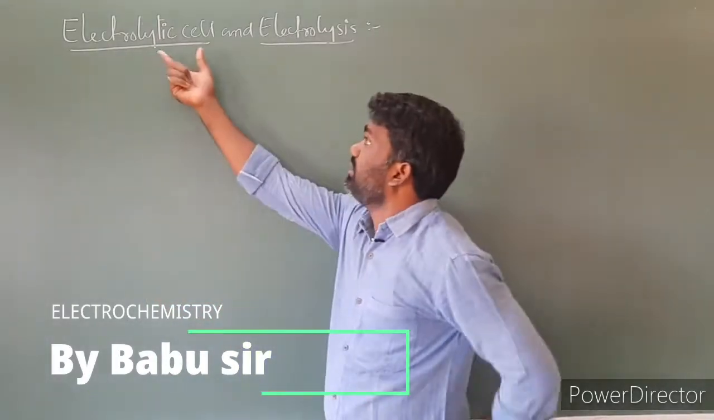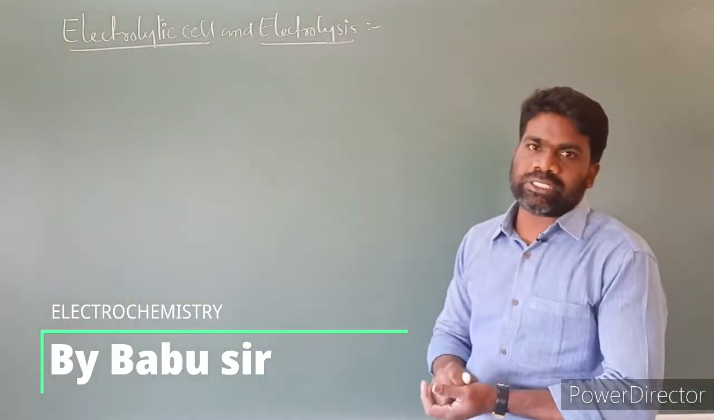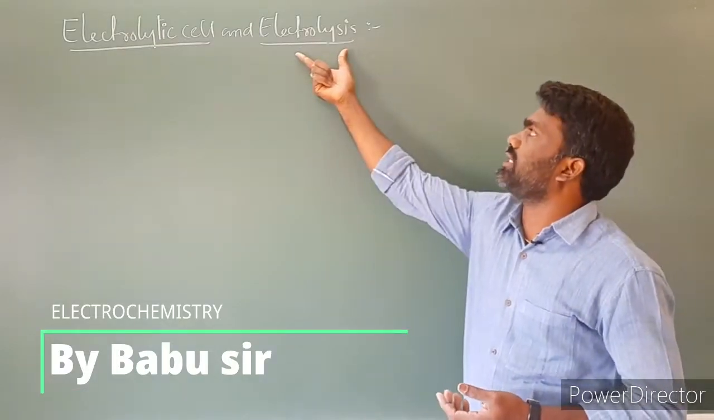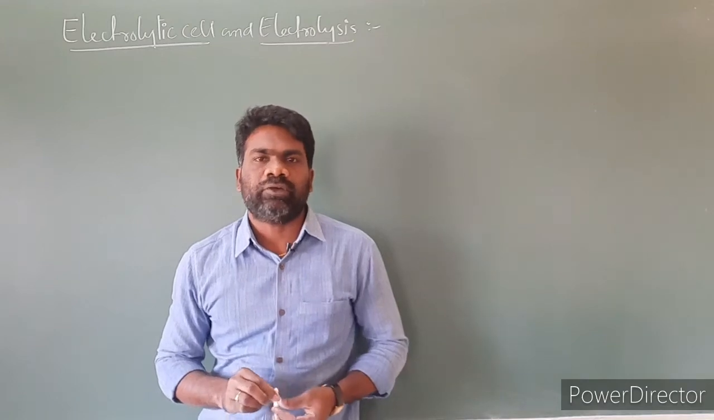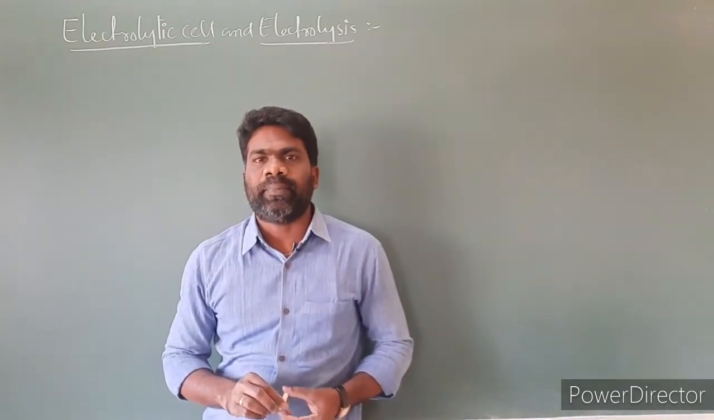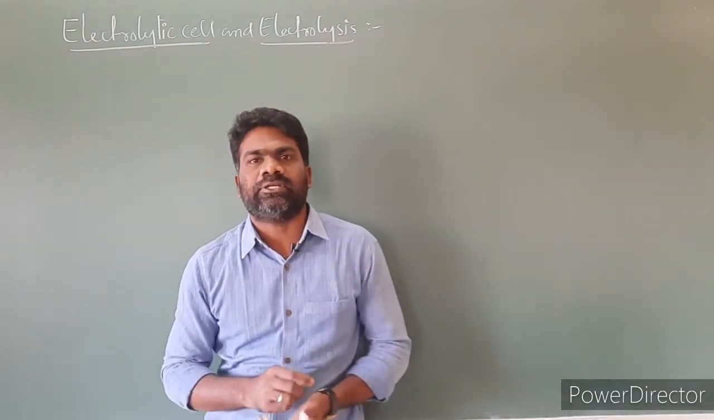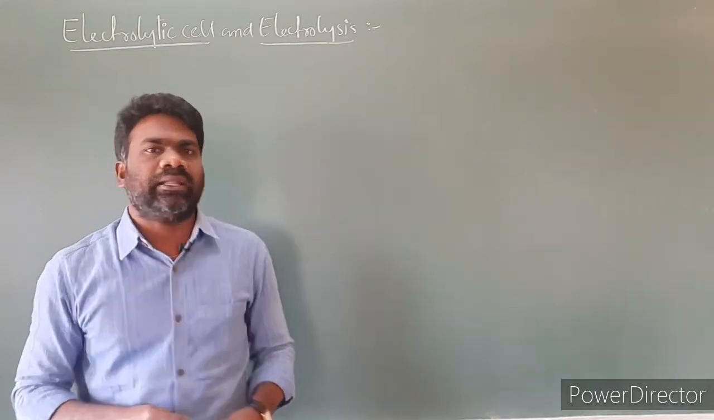Today's topic is electrolytic cell and electrolysis. First, let us look into what is electrolysis. Electrolysis is defined as the decomposition of electrolyte into its constituent elements by passing current. What is the meaning of this statement? Let us understand by taking an example.